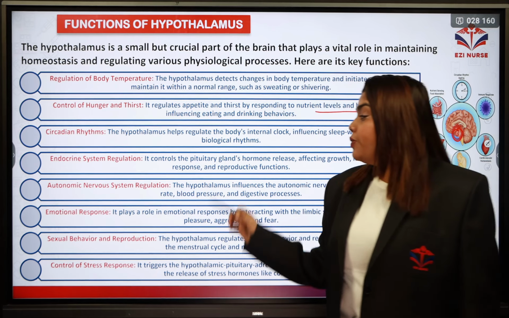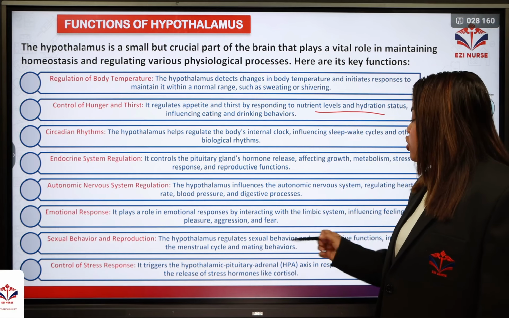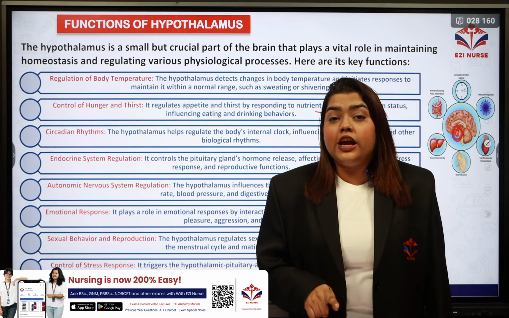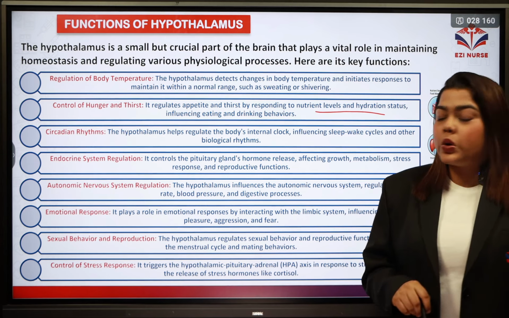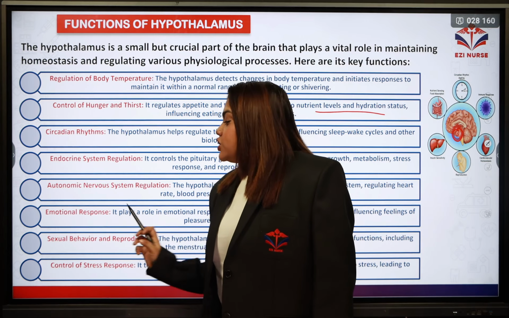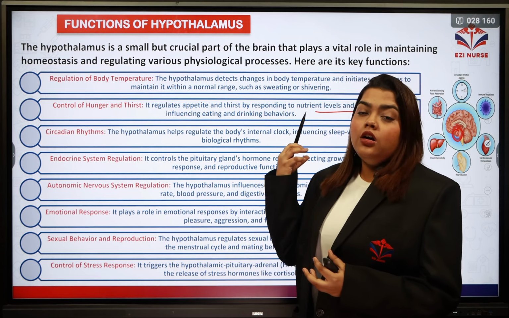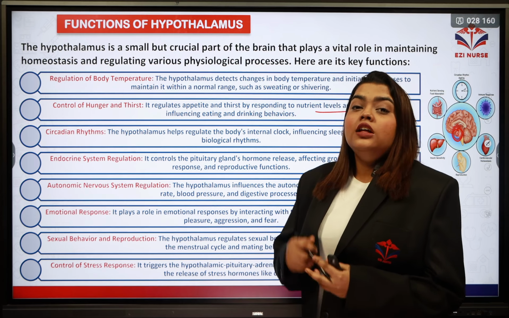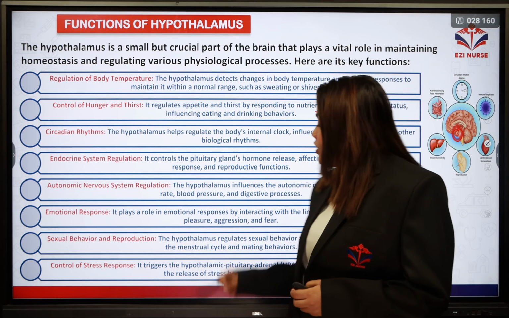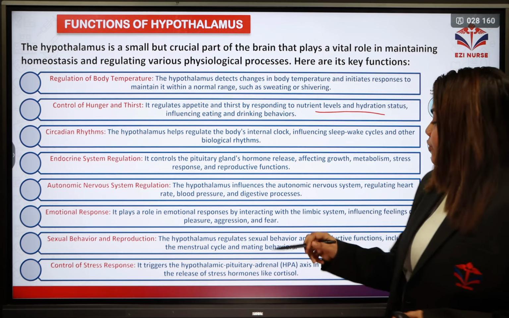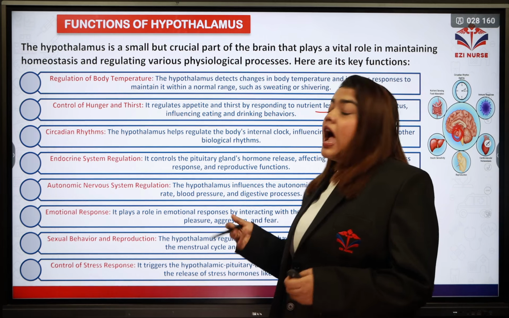The next one is autonomic nervous system regulation, where the hypothalamus influences the autonomic nervous system and regulates our heart rate, blood pressure, as well as the digestive process. Then the emotional response. As I told, the hypothalamus is able to manage the stress-releasing hormone. It plays a role in emotional response by interacting with the limbic system, influencing feelings of pleasure, aggression, and fear.